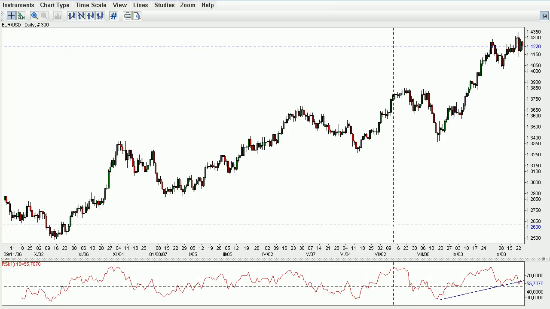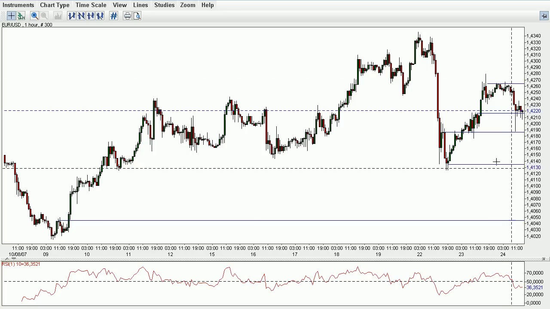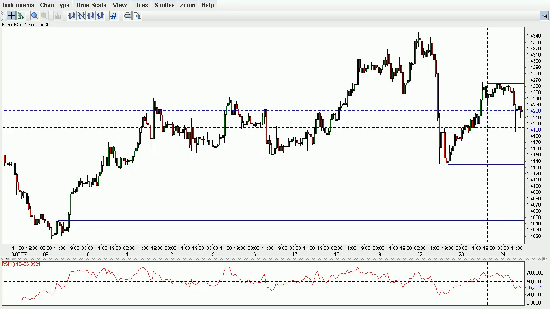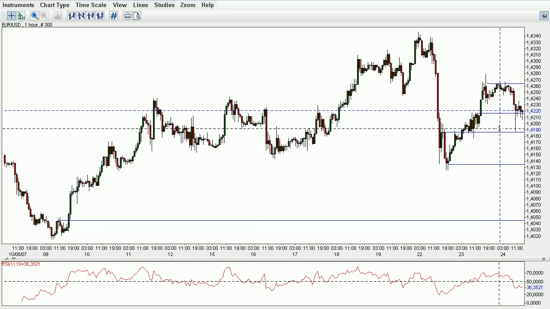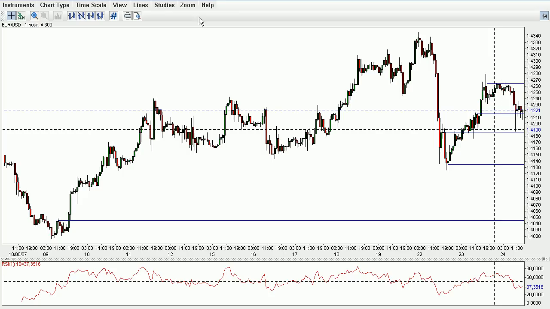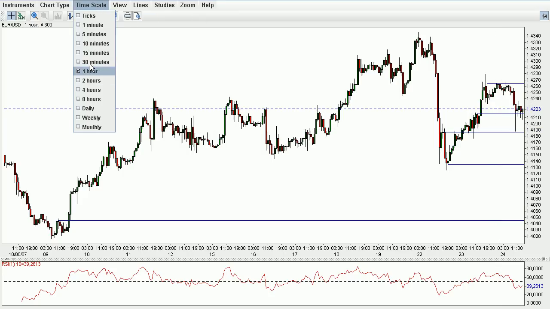But I propose that you just wait and try to see whether the price would fall below this area of at least 1.4190 before you take any action.